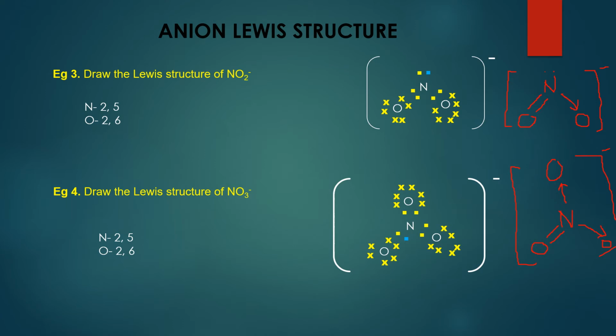The repulsion here is between the bond pairs, maximum bond pair to bond pair repulsion. Okay, so that's a trigonal planar shape.